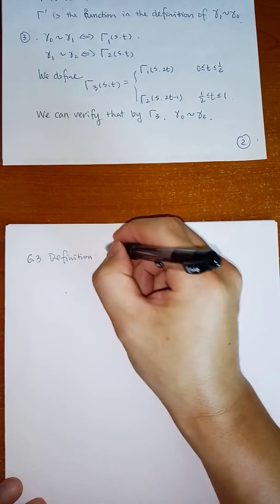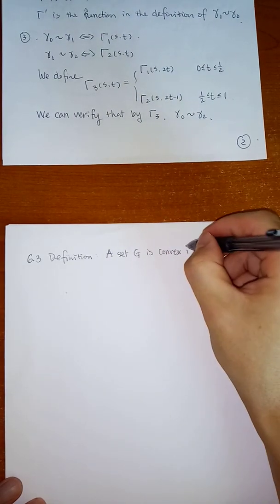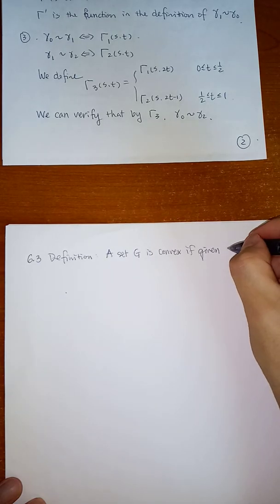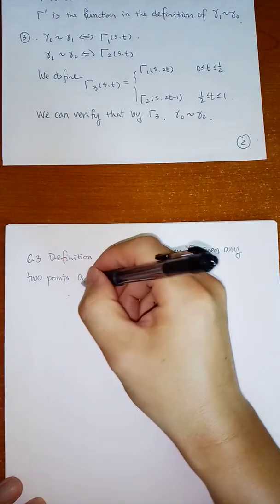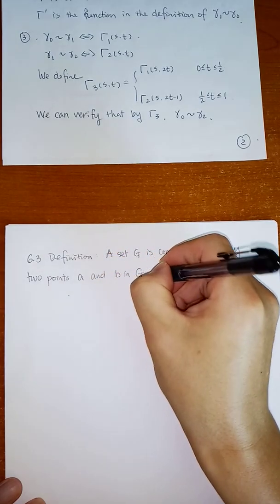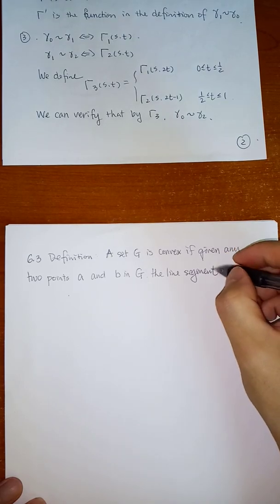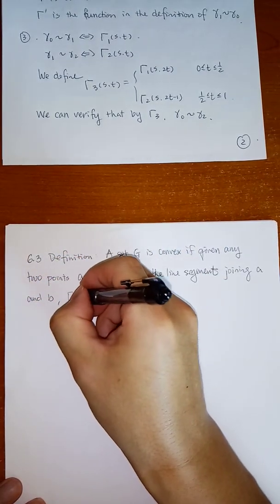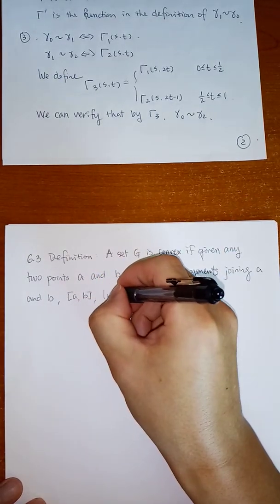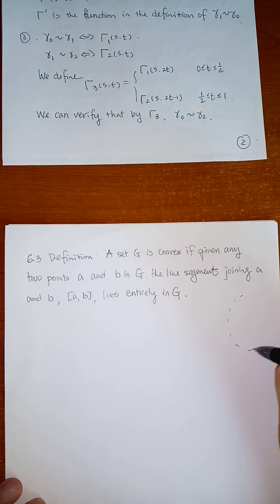The first special domain is a convex set. A set G is convex if, given any two points A and B in G, the line segment joining A and B, we write it like the interval AB, lies entirely in G. Okay, so for an arbitrary pair, you draw this line segment, it's inside G.